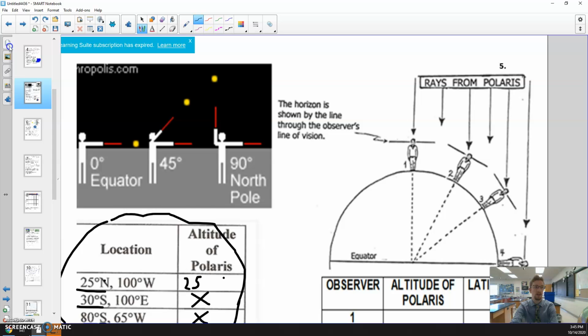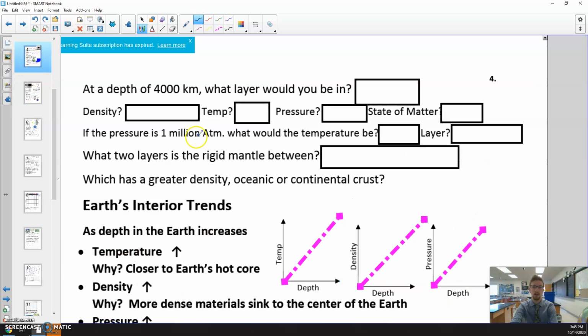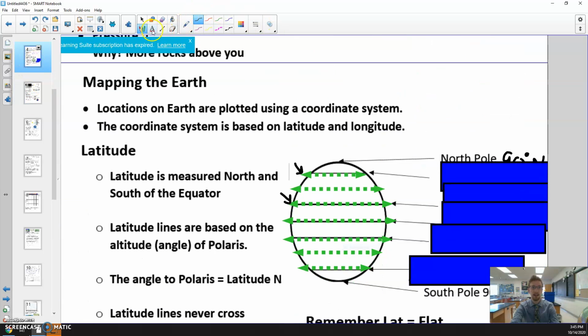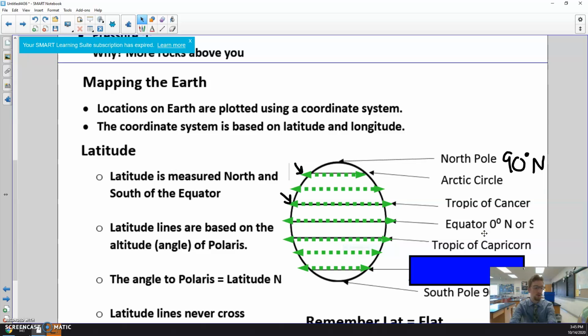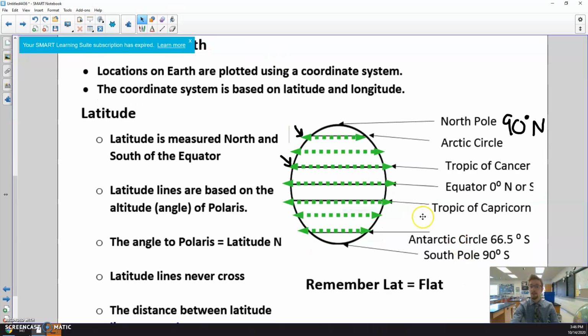And then up here, just to make sure you've got it, this should have looked something like this. Where you had the Arctic Circle, Tropic of Cancer, the equator, 0 degrees north or south. Remember, the equator is this blue line that separates north from south on the world. Tropic of Capricorn, Antarctic Circle, and South Pole.